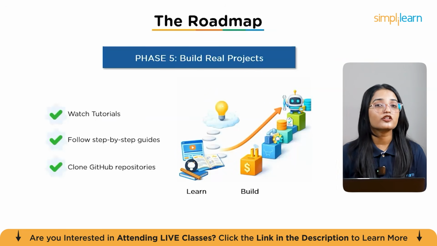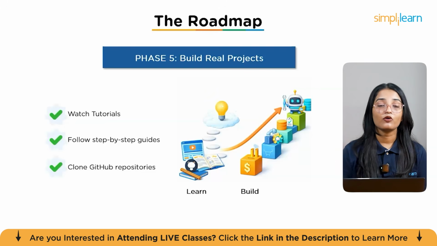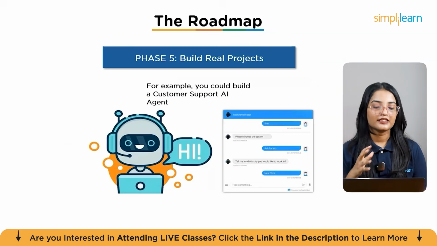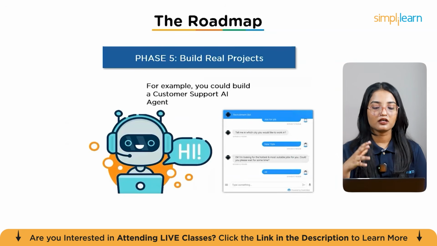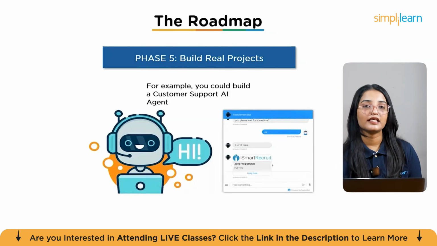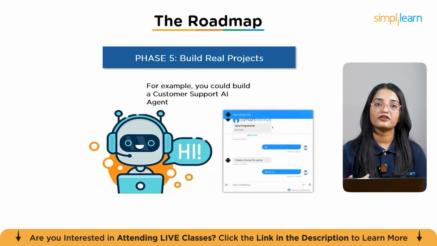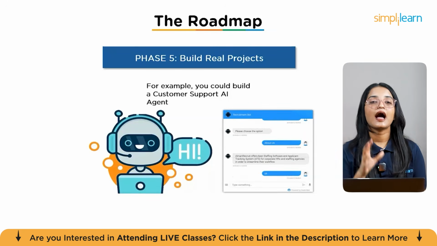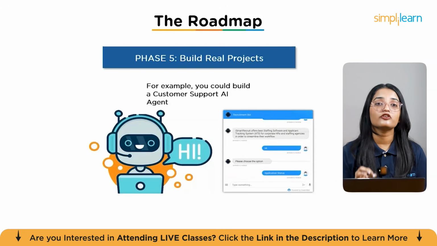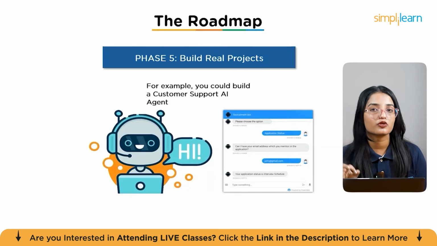So, what should you actually build? Let's make this practical. Instead of random demos, build systems that simulate real business problems. For example, you could build a customer support AI agent. This agent can read customer queries, search a knowledge base, use tool calls to fetch relevant information, draft responses, and escalate complex cases when needed. When building this, you learn retrieval systems, memory handling, tool orchestration, and structured prompting.